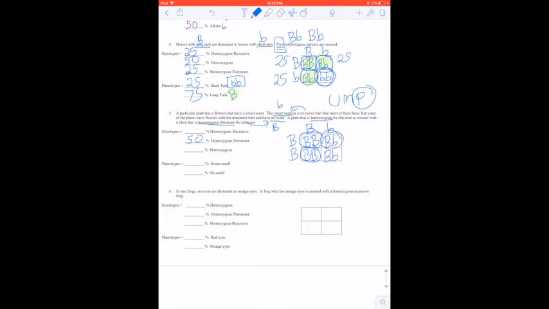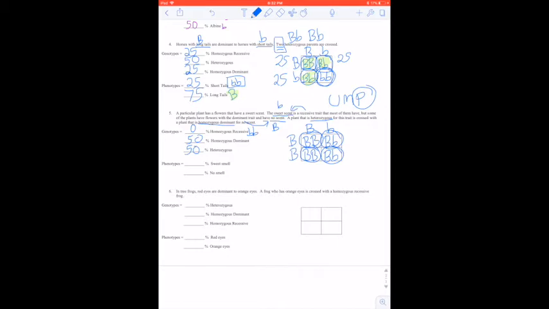Right here, I have a box that is capital lowercase, so that is going to be considered hetero since it's different. 2 boxes like that mean I have 50% heterozygous. I don't have any that are same little because that would look like this.